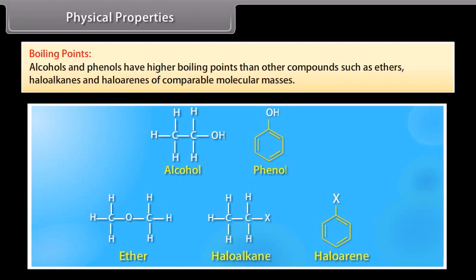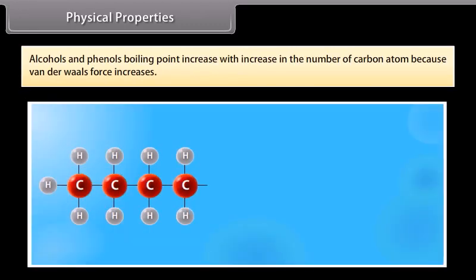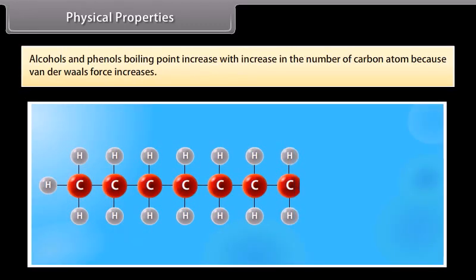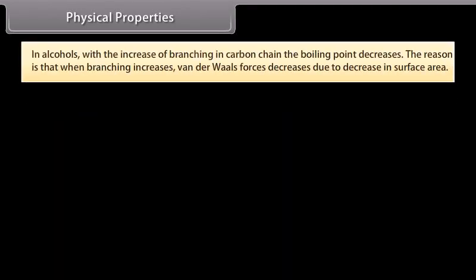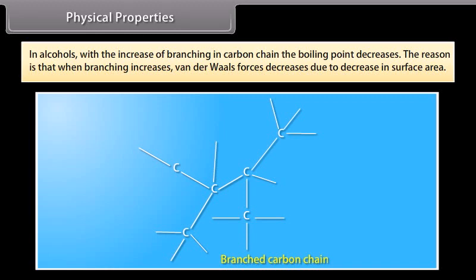Physical properties. Boiling points. Alcohols and phenols have higher boiling points than other compounds such as ethers, haloalkanes, and haloarenes of comparable molecular masses. The boiling points of alcohols and phenols increase with increase in the number of carbon atoms because van der Waals force increases. In alcohols, with the increase of branching in the carbon chain, the boiling point decreases. The reason is that when branching increases, van der Waals force decreases due to decrease in surface area.